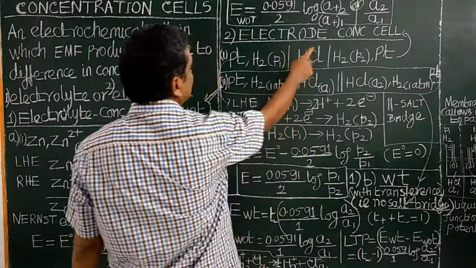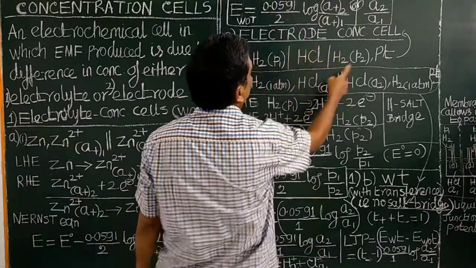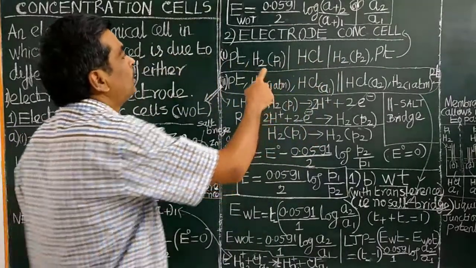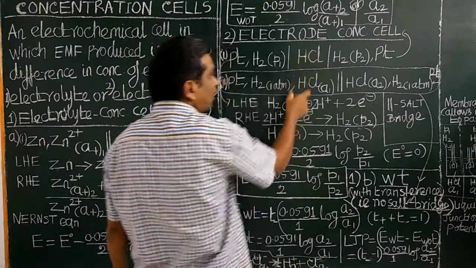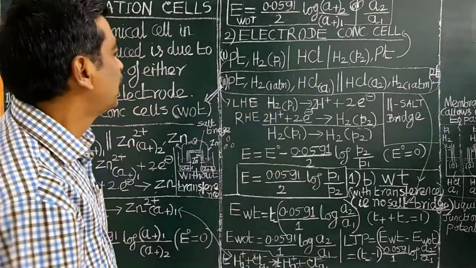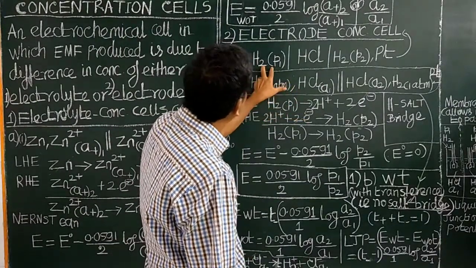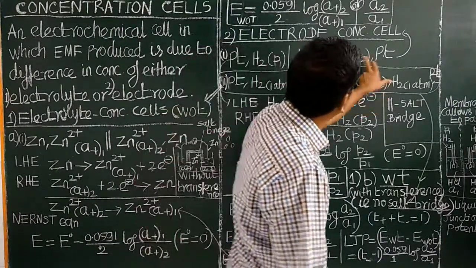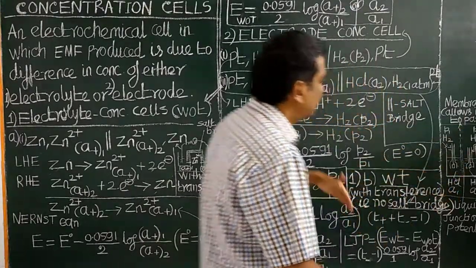Here, it is the same HCl, because there is only a difference in the concentration of the electrode. There is no difference in the electrolyte concentration; it is the same. Now there is another possibility. Platinum hydrogen, you fix this at 1 atmosphere. You fix this 1 atmosphere, and here I have shown, and they are dipped in the same.